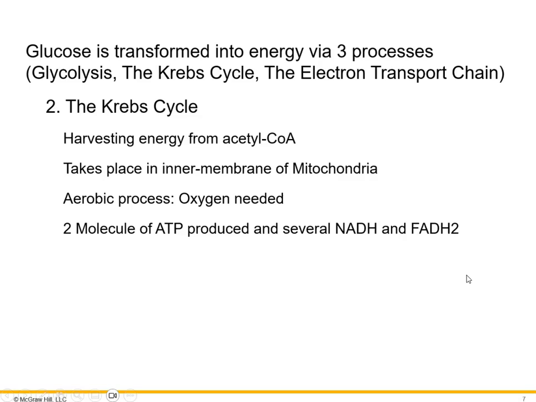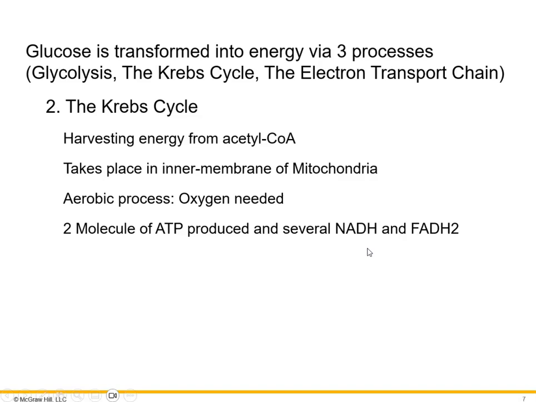This is taking place in the inner membrane of the mitochondria, and it is an aerobic process, so oxygen is needed. Aerobic. Oxygen is needed. If this were anaerobic, like glycolysis, that would mean oxygen is not needed. But this is aerobic, so we are in an oxygen environment. There are also 2 molecules of ATP produced in this step, but the really good, useful thing about this step is how much NADH and FADH2 are produced.